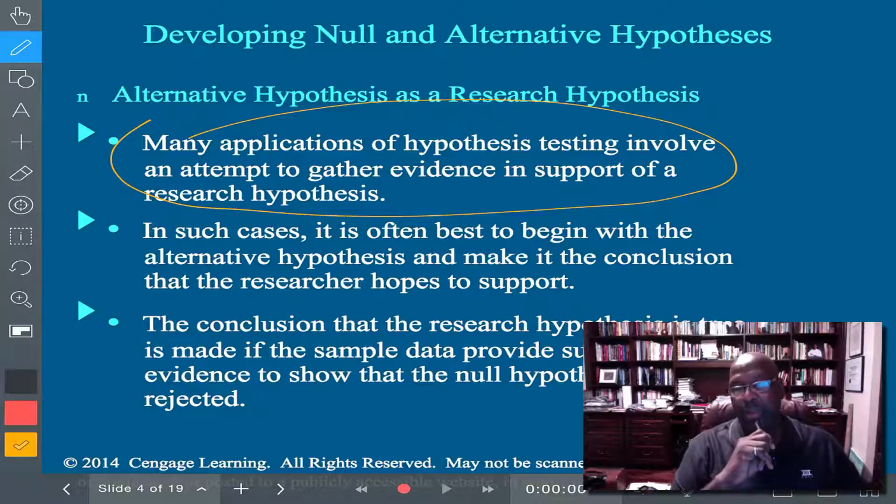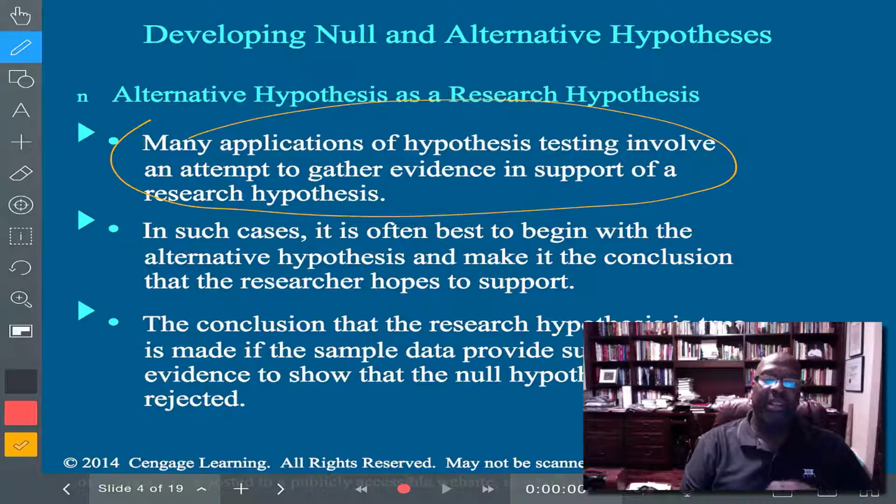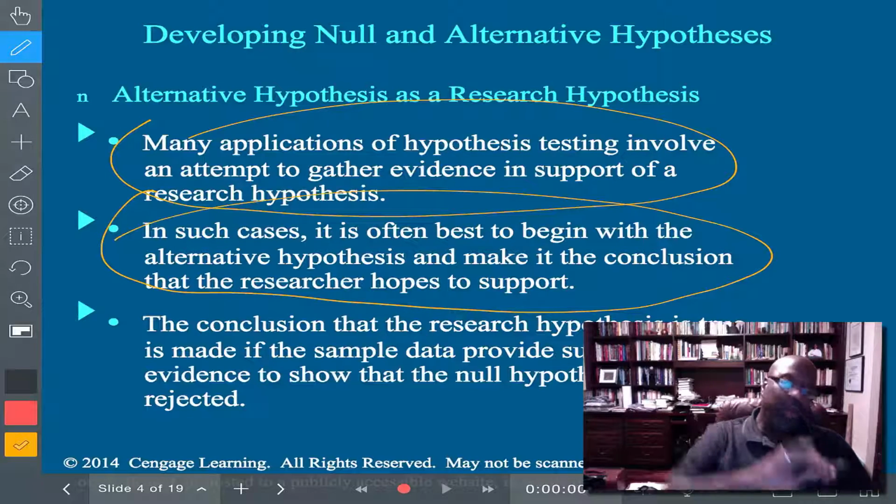So the applications really involve trying to find evidence for the research hypothesis. For example, the prosecution is trying to find evidence that the person is guilty, not trying to prove their innocence. Okay? That's never what it's about. So in such cases, it's often best to begin with the alternate hypothesis, in other words what we want to prove, and then we go back and frame the opposite of that as the null hypothesis.